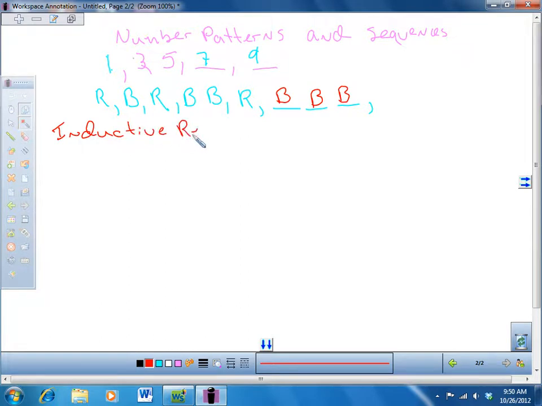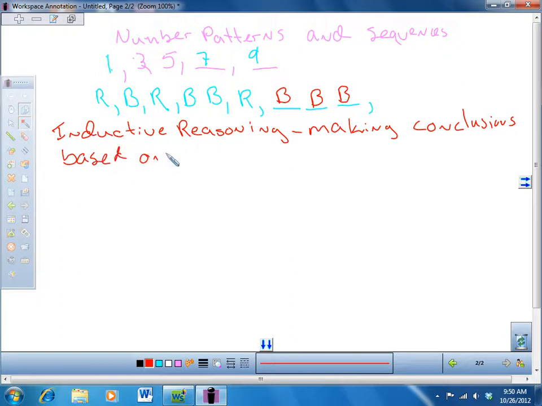Inductive reasoning is the process of making conclusions based on patterns. So we do this with patterns. We do this in math, but we also do this in real life.